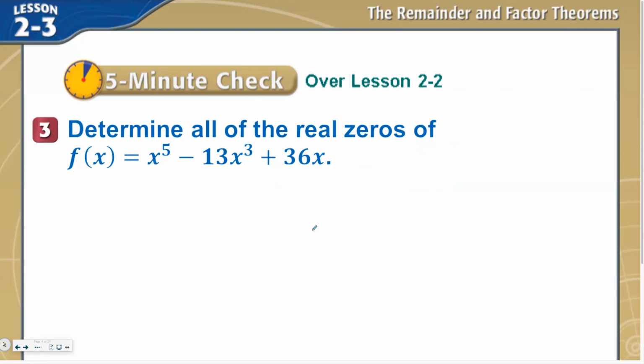And then finally, number 3, you determine all real zeros. Again, you can graph this and look for them, or you could go through your factoring steps.